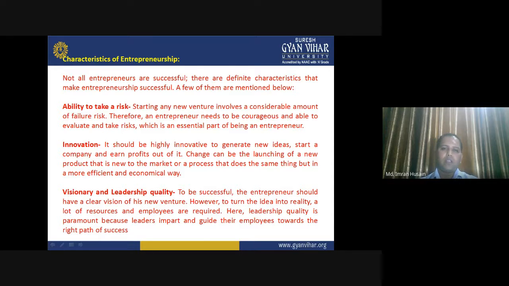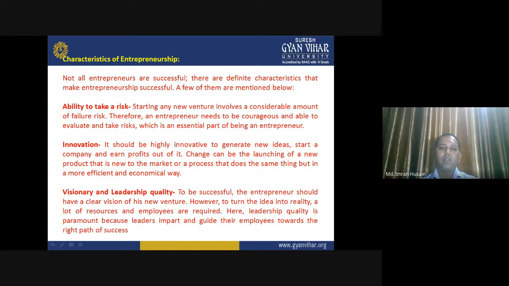Ability to take a risk. Starting any new venture involves a considerable amount of failure risk. Therefore, an entrepreneur needs to be courageous and able to evaluate and take risks, which is an essential part of being an entrepreneur.